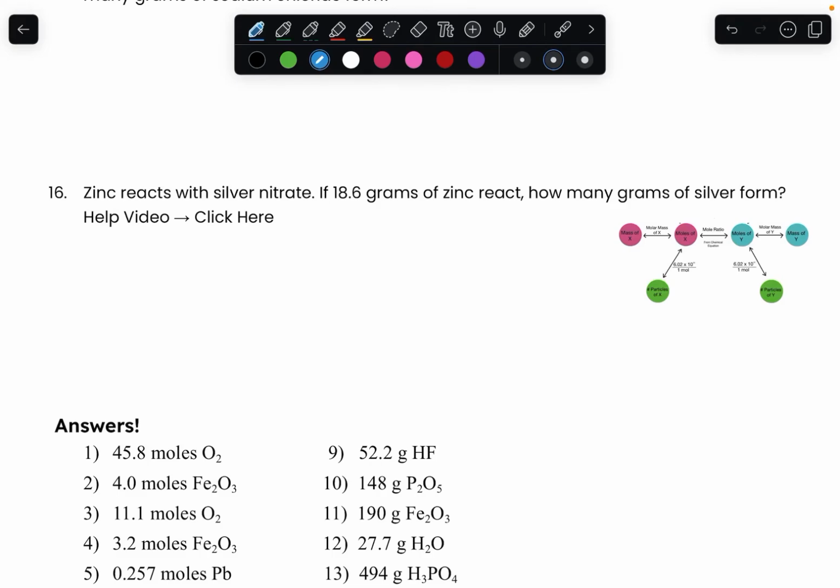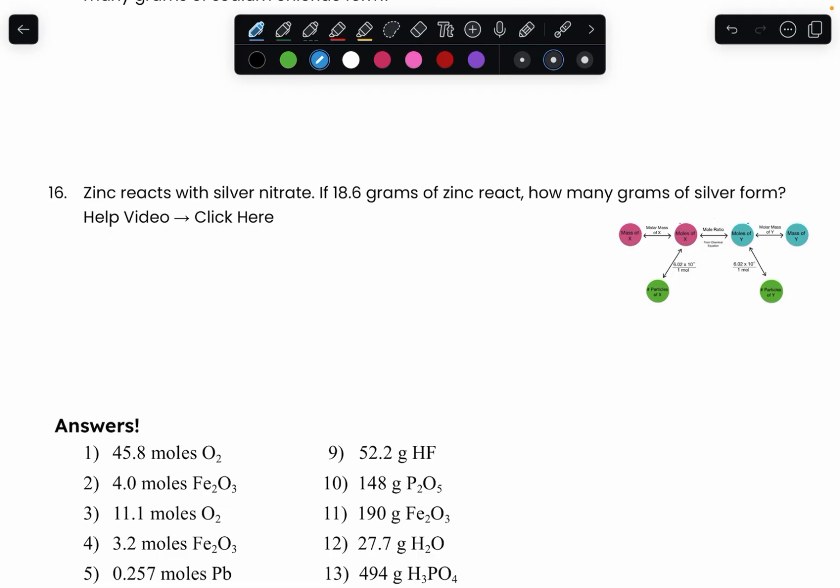So if you clicked on this video, that means that you're a little bit stuck on 16. This problem isn't anything different from the ones you're doing before. It just requires you to write out a full chemical reaction, predict the products, then do a gram-to-gram stoichiometry conversion. So let's start on it.